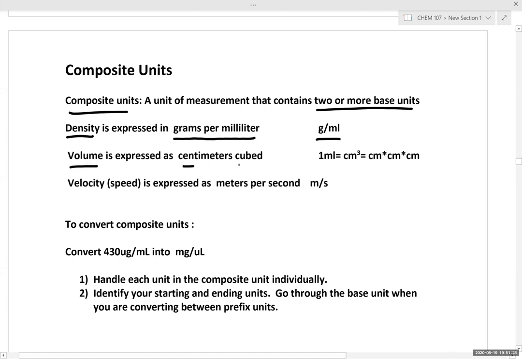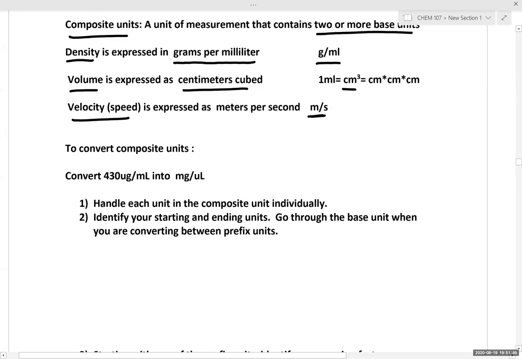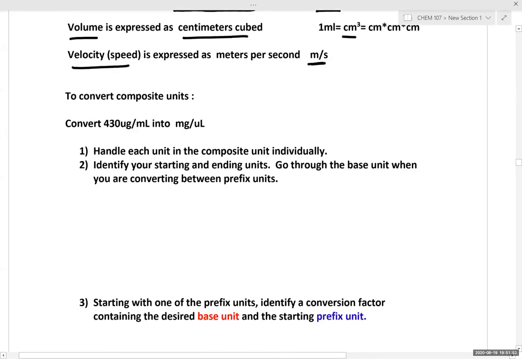Volume is expressed as centimeters cubed. Velocity or speed is commonly represented in meters per second. Now, you can think of composite unit conversions as two discrete unit conversions lumped together. So let's look at an example and show the problem-solving process to convert between composite units. First and foremost, you handle each unit in the composite unit individually.